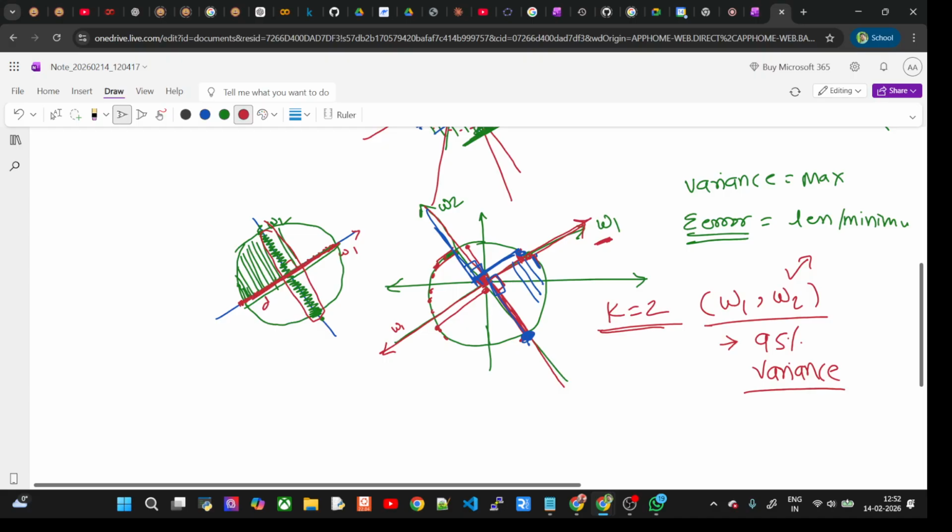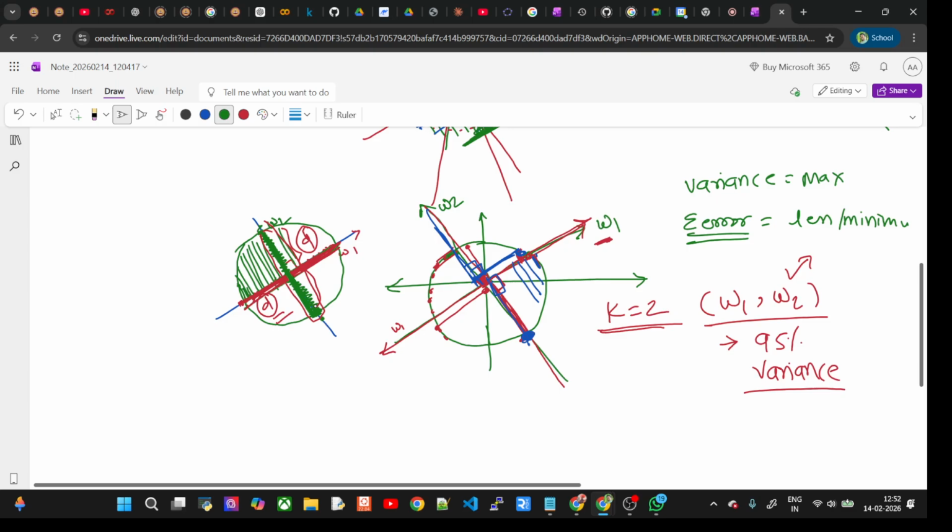Like, consider this is diameter d. D is the diameter of your circle. Same way, the diameter is also the same here. So do you really need W1 and W2? Because in one W1 itself you achieved the same level of D, this much same length of your variance. In another W2, you are achieving the same variance, which is of length D. Do you need that W2, or are you happy with W1?